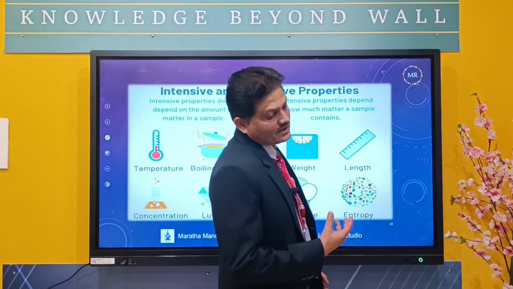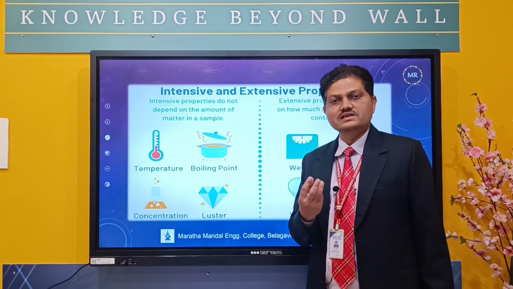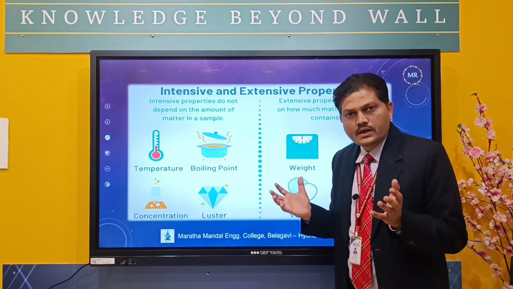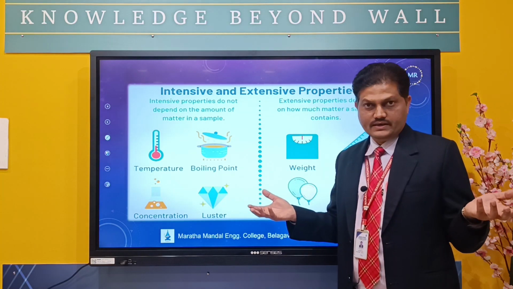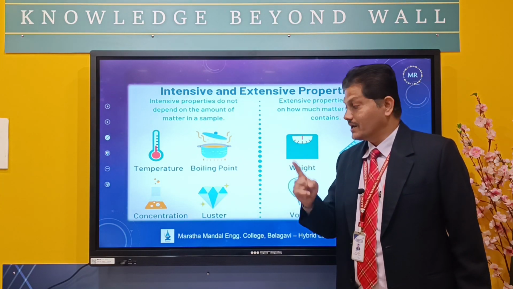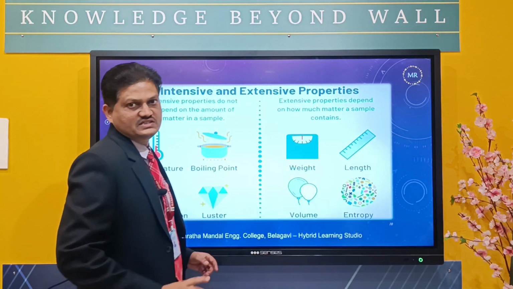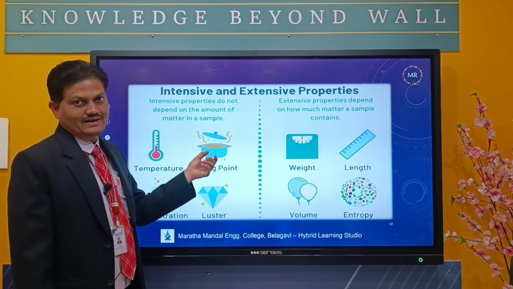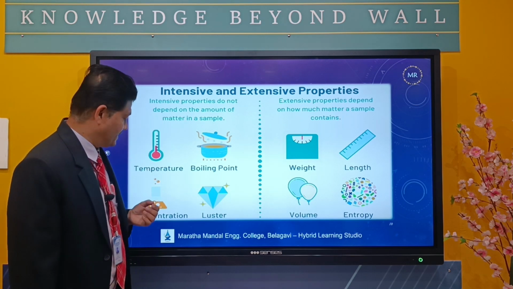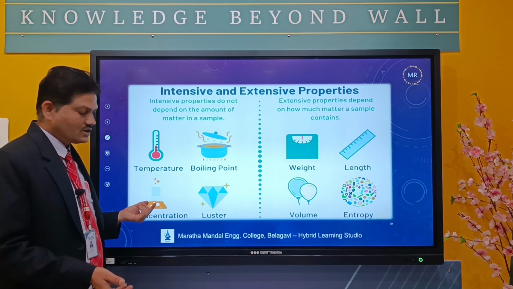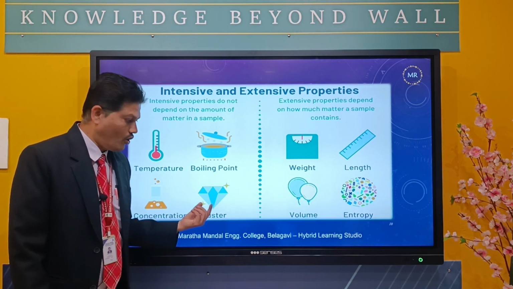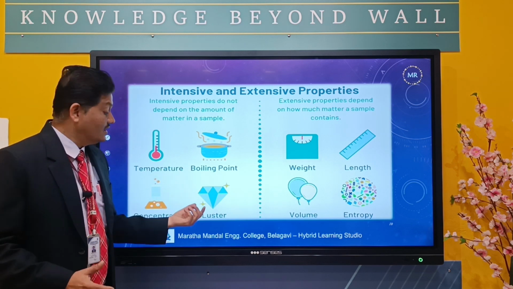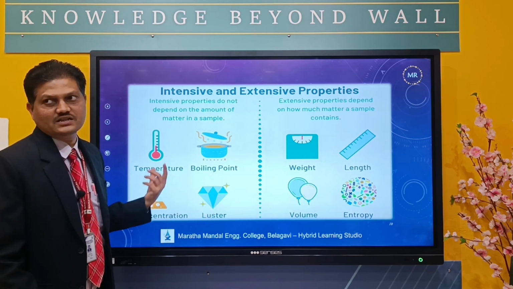Water boils at 100 degrees Celsius at an atmospheric pressure of 1 bar. Whether you are boiling the water in a container of 1 liter or 1000 liters, the boiling point remains 100 degrees Celsius at 1 bar. It means the boiling point does not depend upon the size of the water; it is also an intensive property. Similarly, concentration does not depend upon the size. The luster of a ruby also does not depend upon the size, whether it is a small or a big ruby.